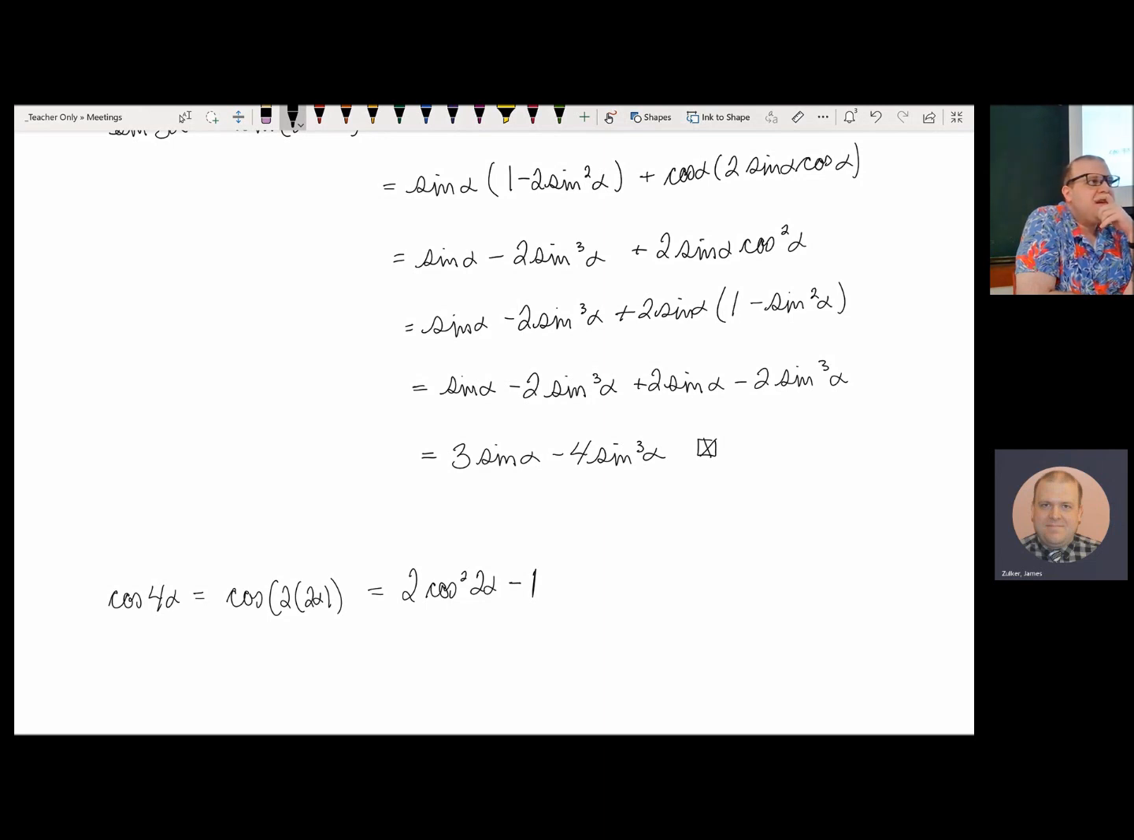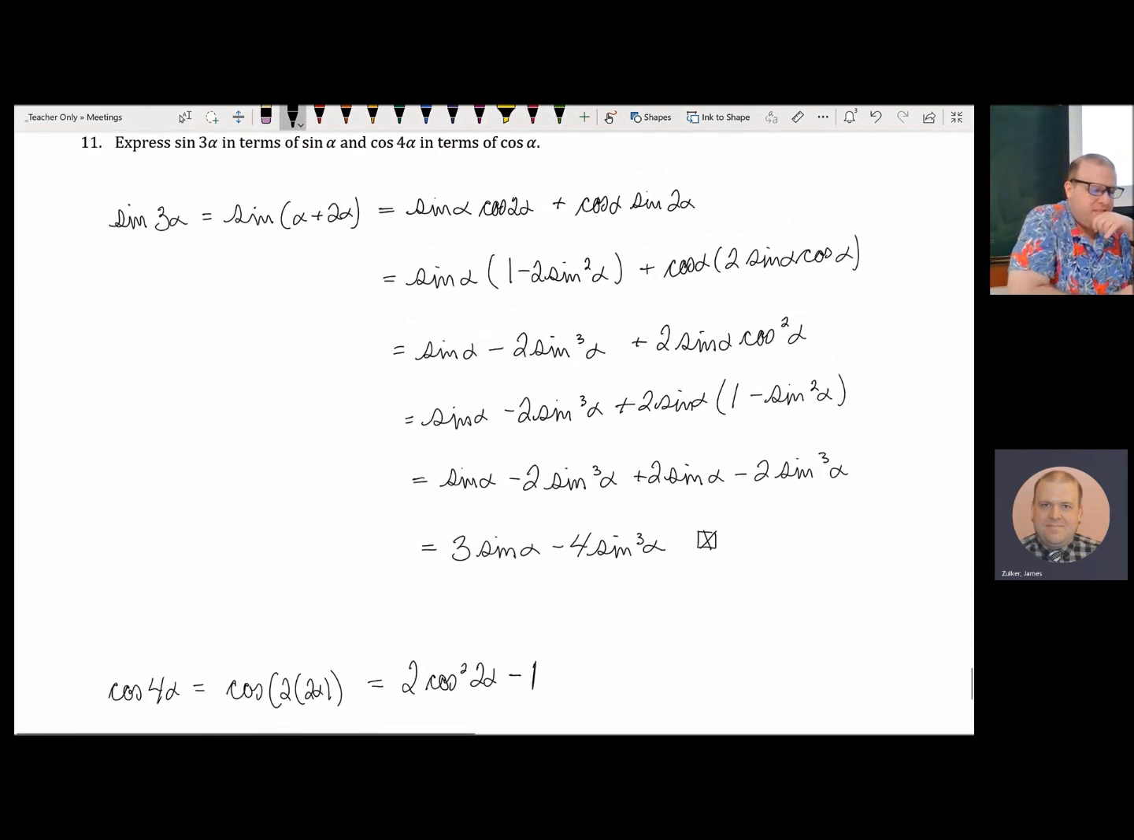Sorry, I've got to backtrack for a second, I've just been trying to get all that down. I've never seen 3 sine alpha minus 4 sine cubed alpha. What exactly are we confirming? That's now an identity. Sine of 3 alpha is 3 sine of alpha minus 4 sine cubed of alpha. That is now a proven identity, a triple angle identity.